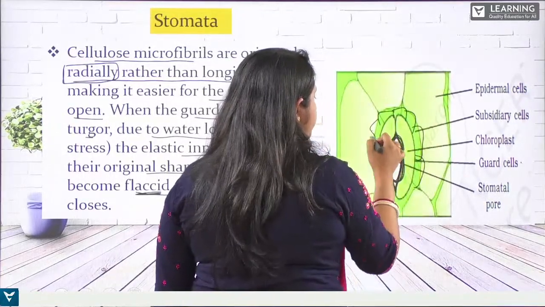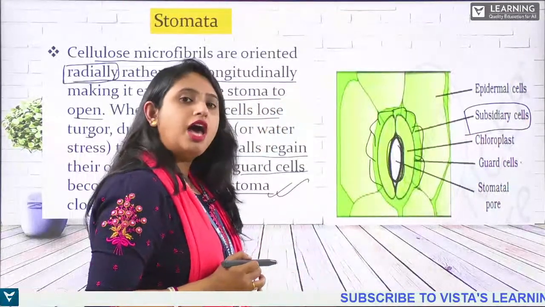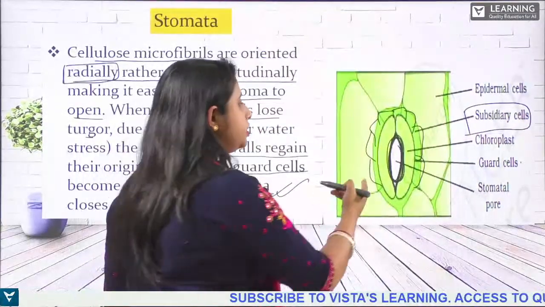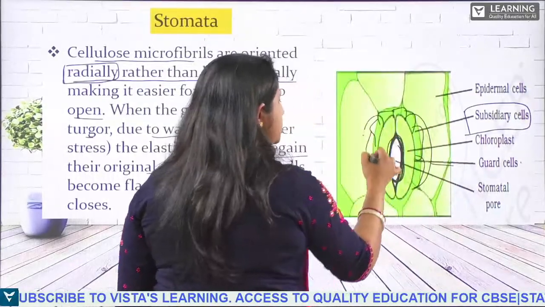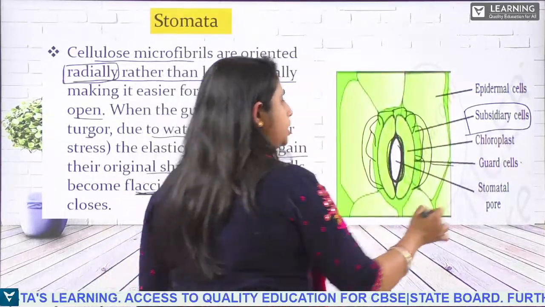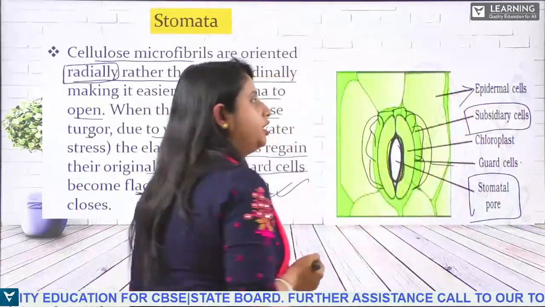Then you can see that these are the various stomatal apparatus. The stomatal apparatus is called the subsidiary cells, and these are the guard cells, right? And this is the stomatal pore, right? And this is the epidermis.